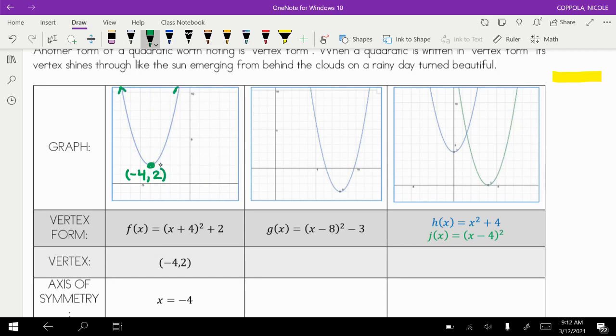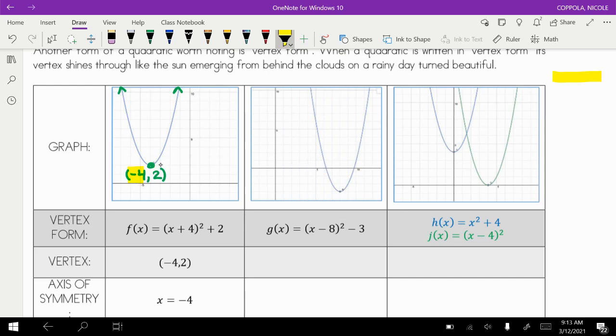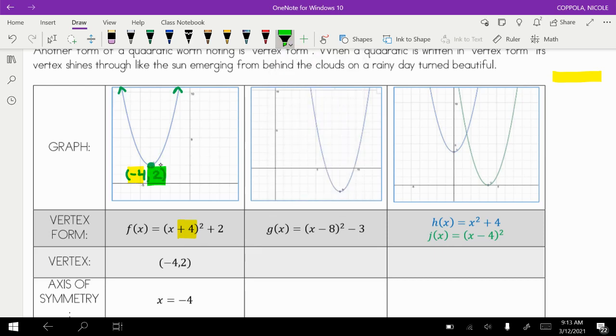So if we're looking at the graph and then at vertex form, I kind of see the vertex here. My -4, I see a 4, but it's positive. Interesting. And then I've got my 2 here, and it's outside. Let's see if that matches what's going on with this next one. So this guy's vertex, if I look 1, 2, 3, 4, 5, 6, 7, 8, and down 3, is 8, -3.